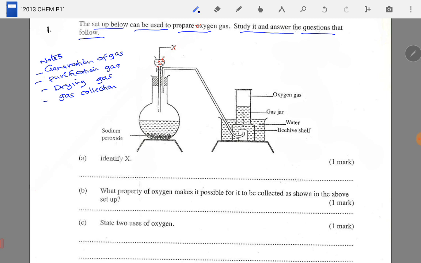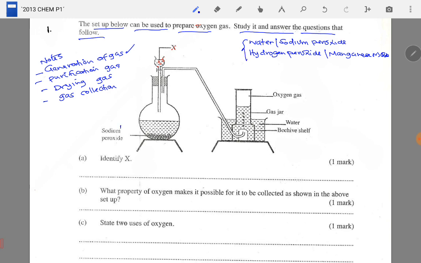Like in our case here, to prepare oxygen, how do you generate the gas? There are the following reagents. If you use water, then the solid must be sodium peroxide. If you use hydrogen peroxide, then the other one must be manganese oxide. So these are for generation of the gas.